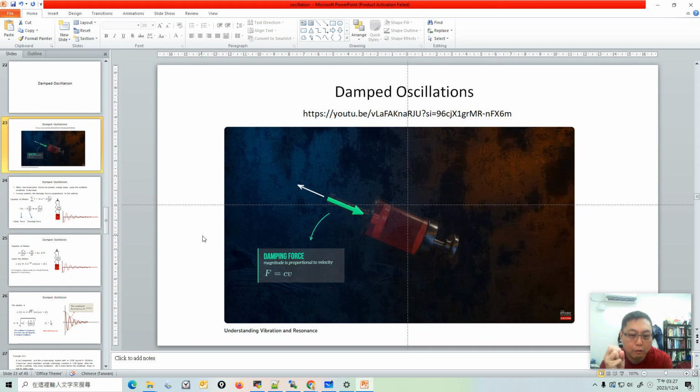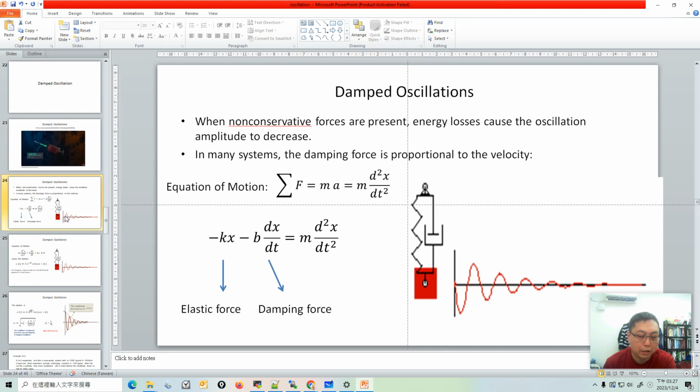The object moving in the fluid will also feel resistance from the fluid, and the resistance force is sometimes proportional to the moving velocity of your object. So most of the time, we will have a very simple model here. We have a mass-spring system, and now we add a device which provides the damping force. So now your system has an elastic force and a damping force.